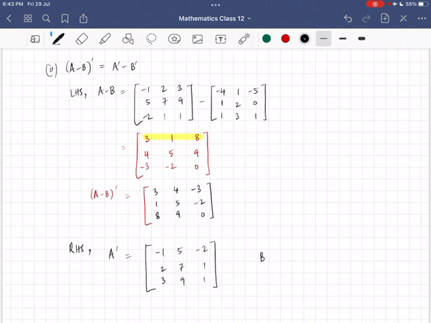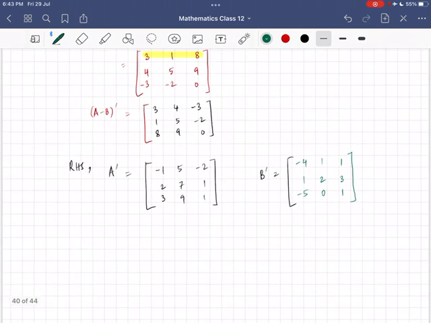Then B transpose will be equal to, which one is my B? This one is my B. So B transpose will be, row 1 of B is minus 4 1 minus 5, so minus 4 1 minus 5. Here we have 1 2 0, 1 3 1. So this is how we do this. Now we're going to subtract these two. So what we get is A transpose minus B transpose, that is equal to how much? If I subtract, corresponding elements get subtracted. Minus 1 with minus 4: minus 1 minus of minus 4 gives us, okay, let me just write those things.